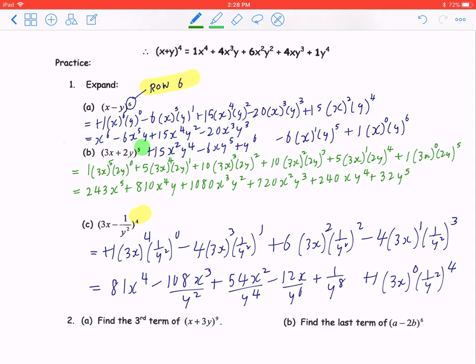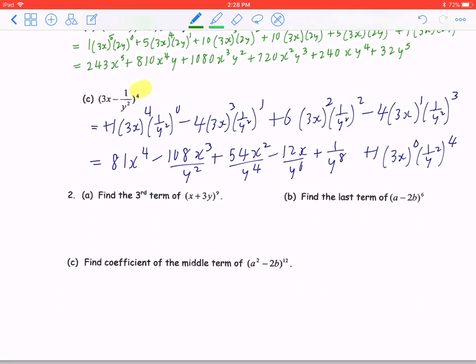So again, this is how you can expand using Pascal's triangle. Just to be clear, something I didn't mention in the first day, there is another method. The second method is called the Binomial Theorem, but because we are relating it to Pascal's triangle, I'm just going to focus on this one approach.